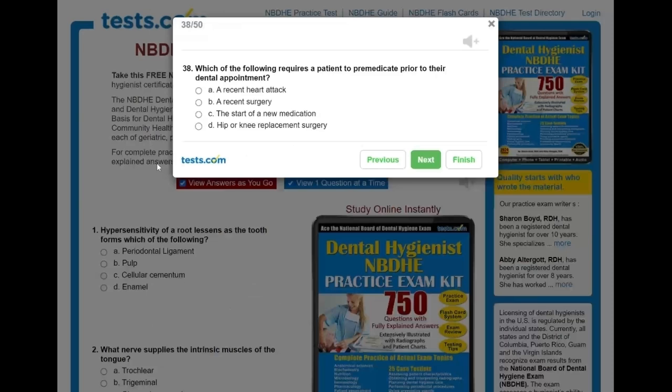Question 38. Which of the following requires a patient to pre-medicate prior to their dental appointment? A. A recent heart attack. B. A recent surgery. C. The start of a new medication. D. Hip or knee replacement surgery.